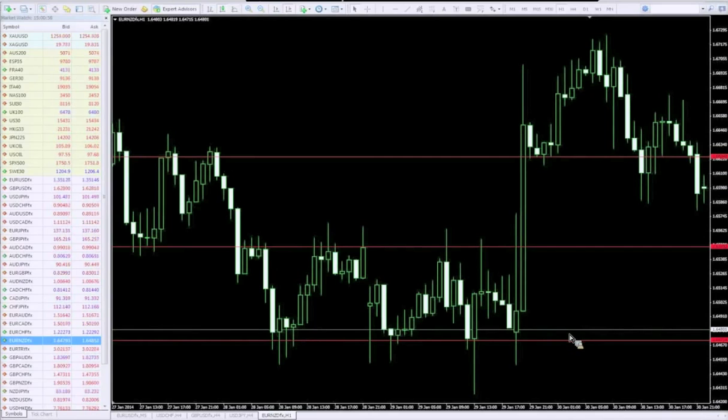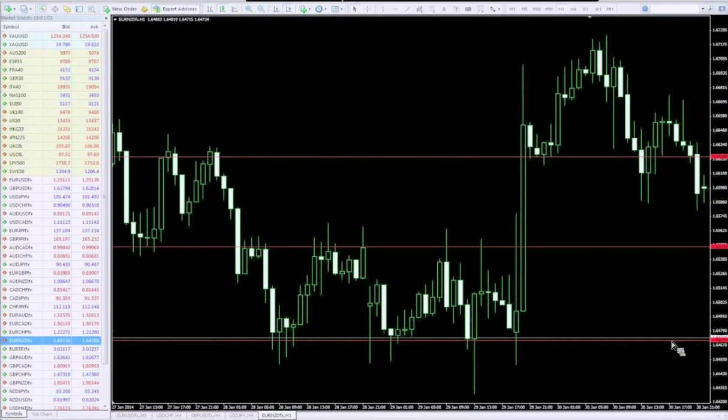Okay, the market is not moving fast. It's just making a lot of ticks right now. But you see, we got a lot of ticks in this little area. If you see this ask line here, so it's not necessarily fast, it's just nervous. Okay?